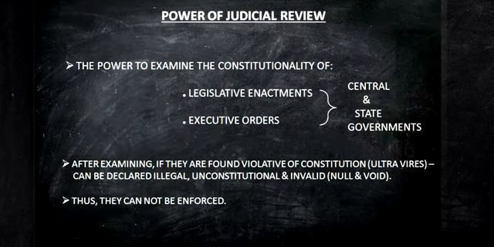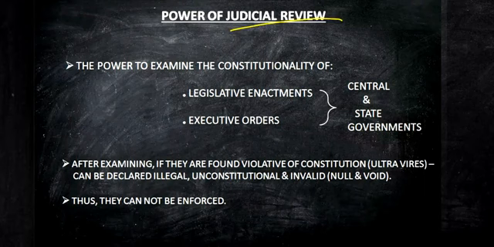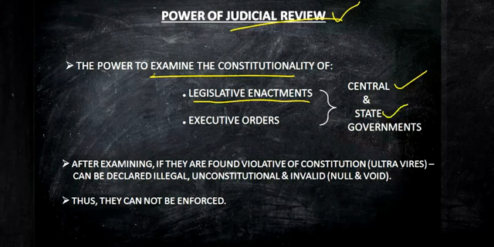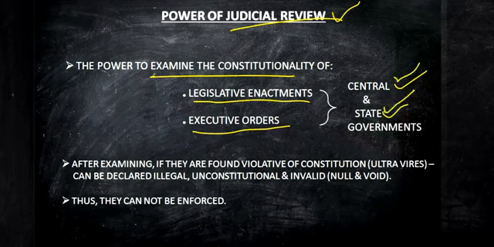Now here comes the exclusive power of the Supreme Court, that is the power of judicial review. Very important. Now what do you mean by judicial review? Judicial review is the power of the Supreme Court to examine the constitutionality of a particular legislative enactment, that means a law made by any central or state government, or otherwise the executive orders issued by the central government or the state government.